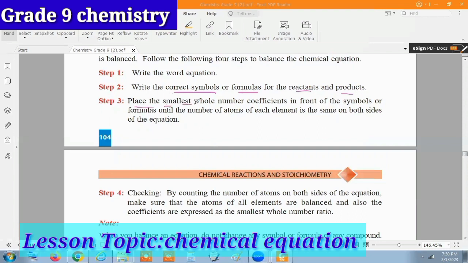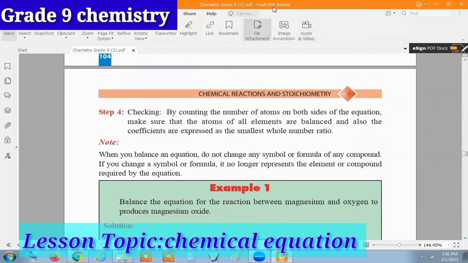After that, place the smallest whole number coefficients in front of the symbols and formulas until the number of atoms of each element is the same on both sides of the equation. We keep adjusting until we have an equal number of atoms on both the reactant and the product sides. Now this is the method of balancing by using the inspection method.